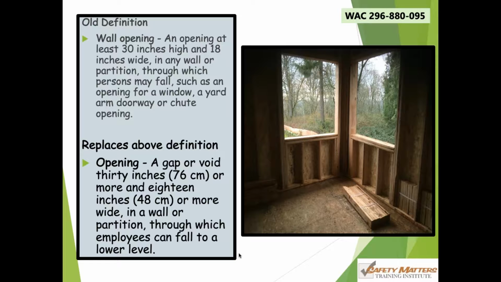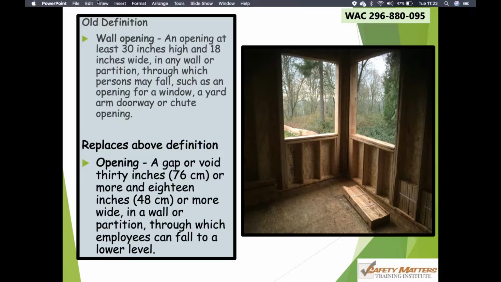They changed the wall opening. And this one I couldn't even really wrap my head around because they really didn't change anything in it other than you can now not use the number 30 or the number 18. OSHA actually asked them to stop using the numbers and to spell it out. So what's an opening now? It used to be something that was 30 inches high, at least 18 inches wide. Where would you find it? In the wall or partition through which a person might fall, all right?